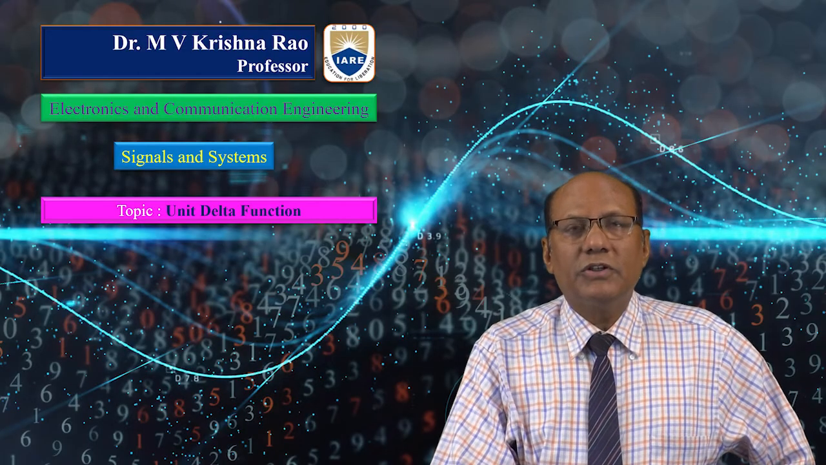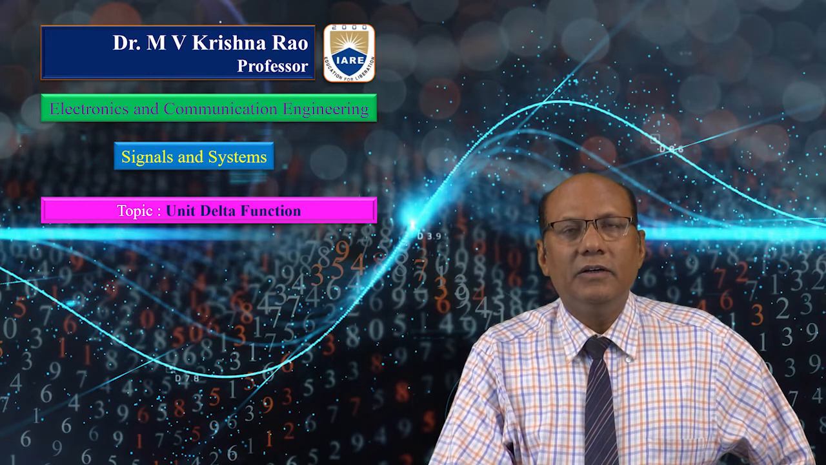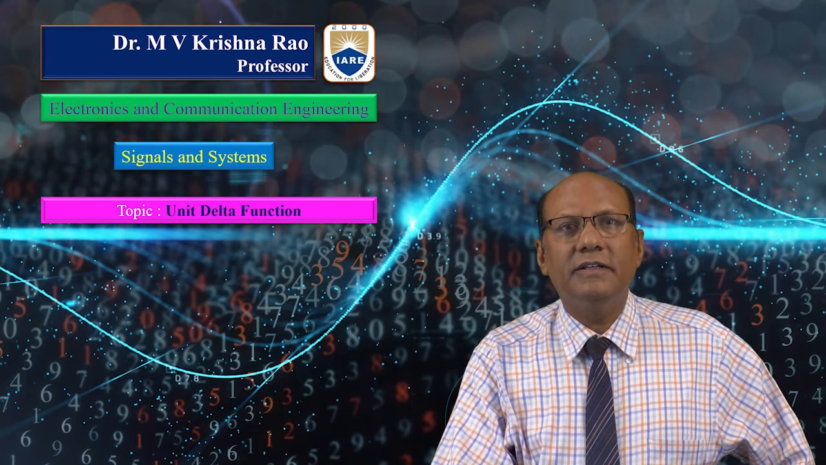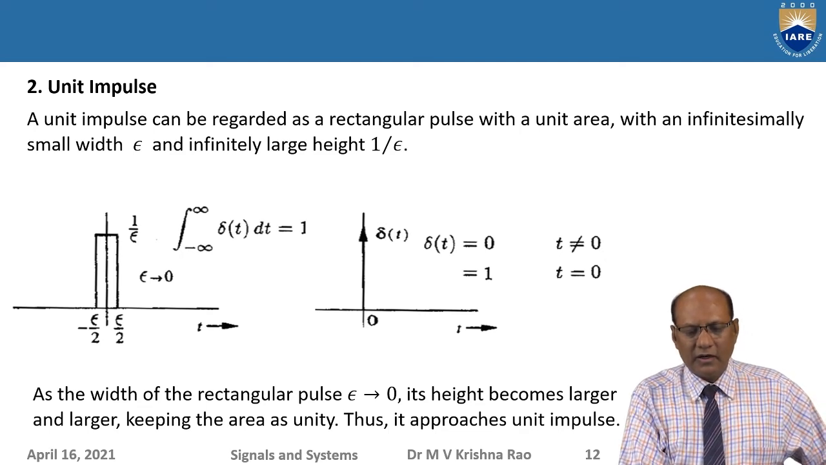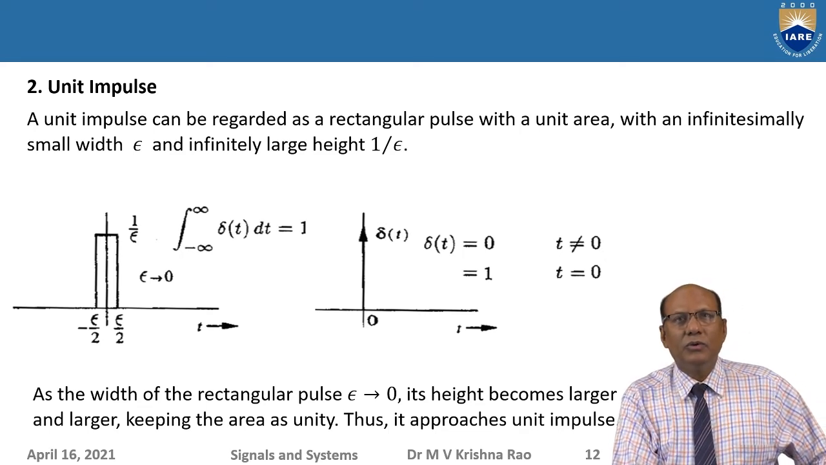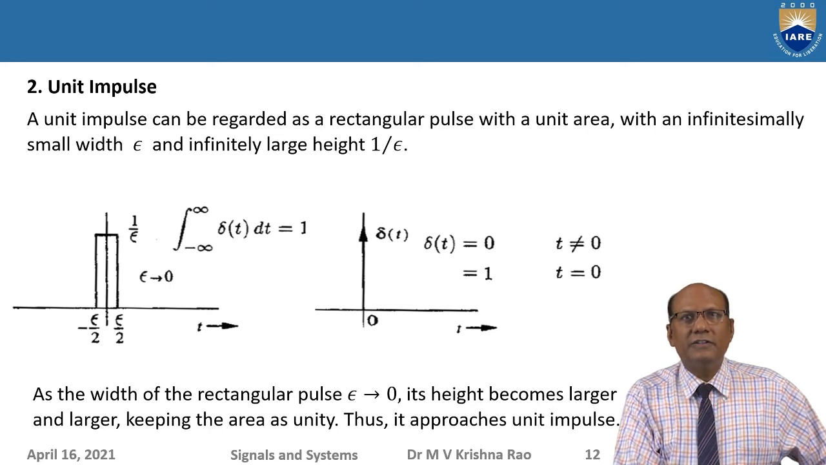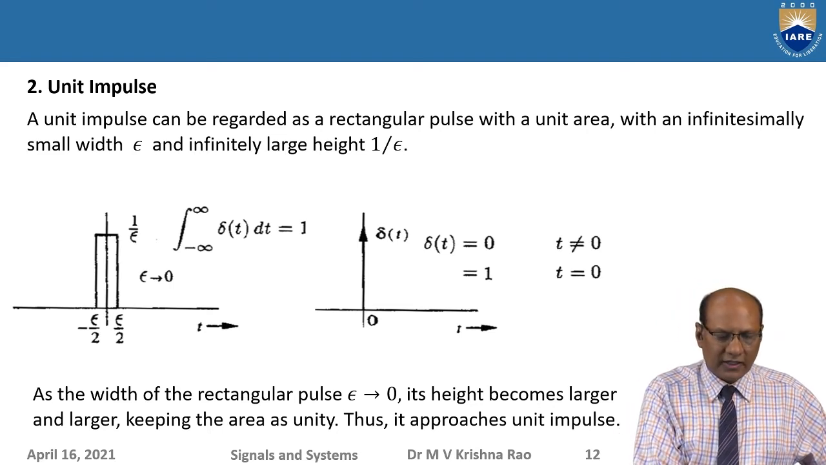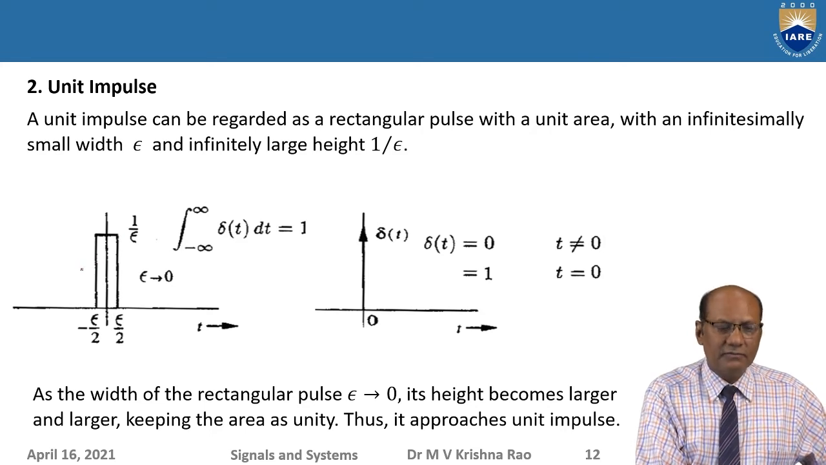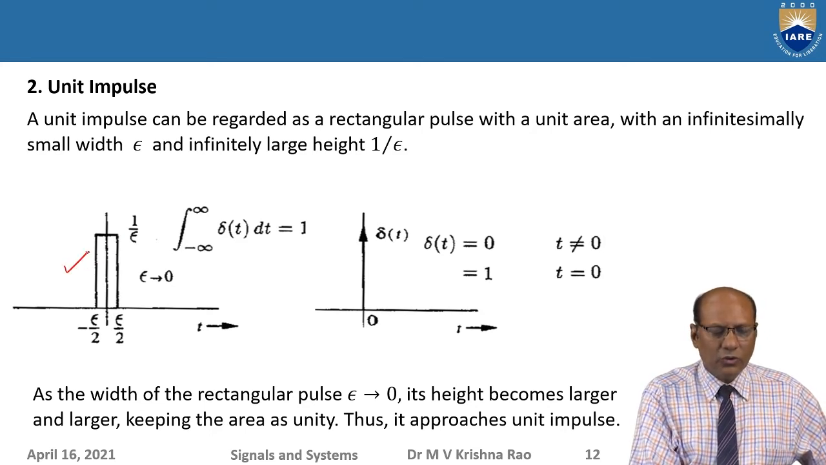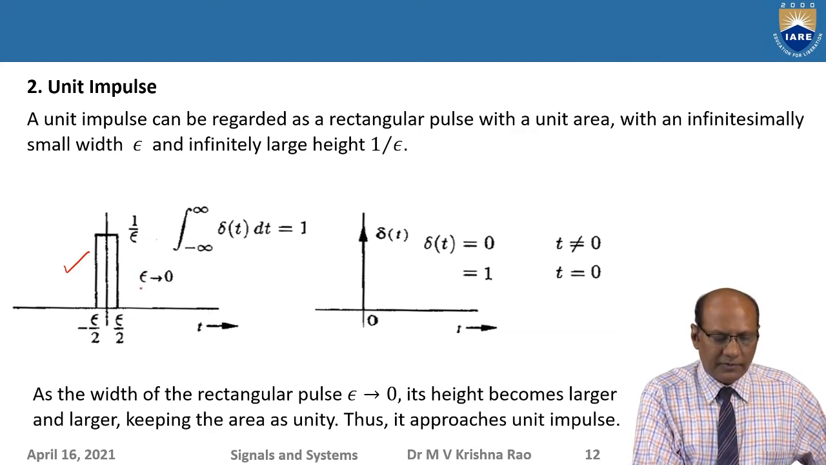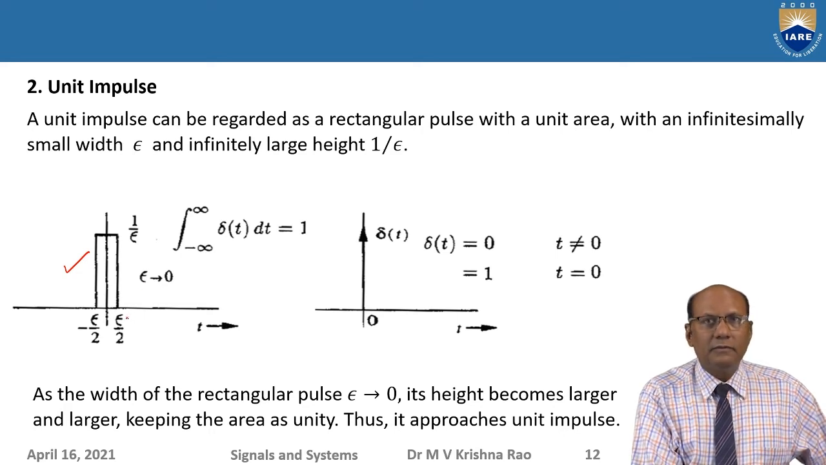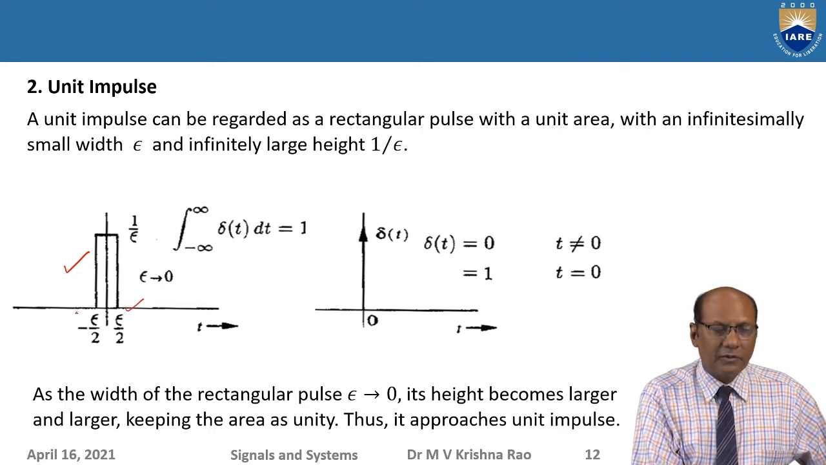So just now we have discussed the unit step function. The second important elementary function is the unit impulse function. A unit impulse function can be regarded as a rectangular pulse whose width is infinitesimally small. Let us take a very narrow pulse which is shown here, whose width is epsilon, with epsilon by 2 on the positive side and epsilon by 2 on the negative side.